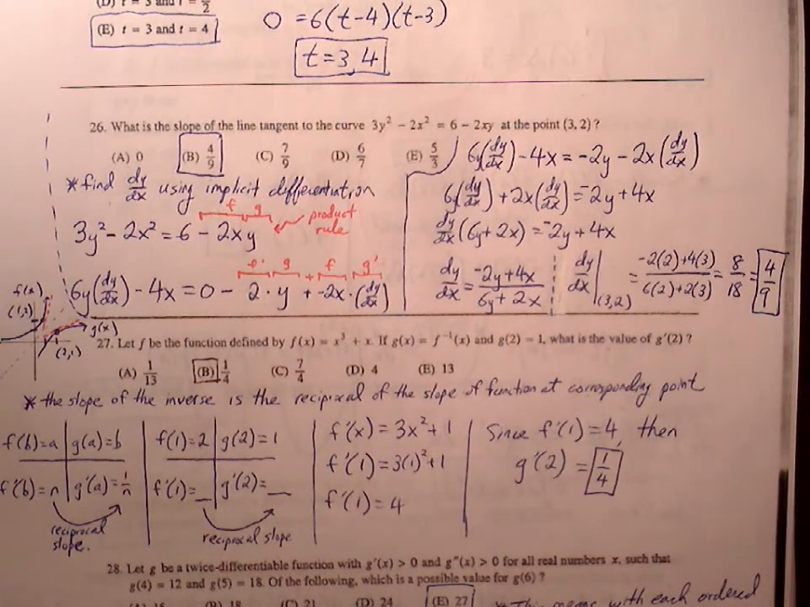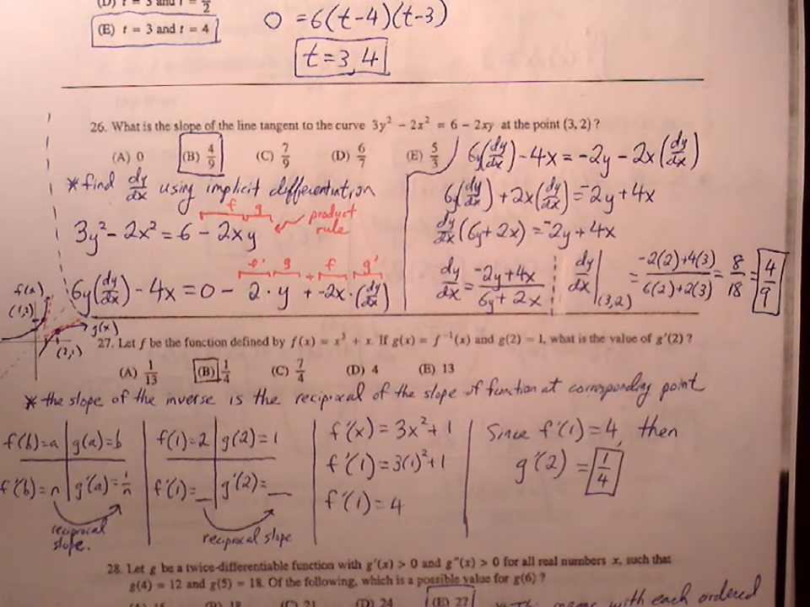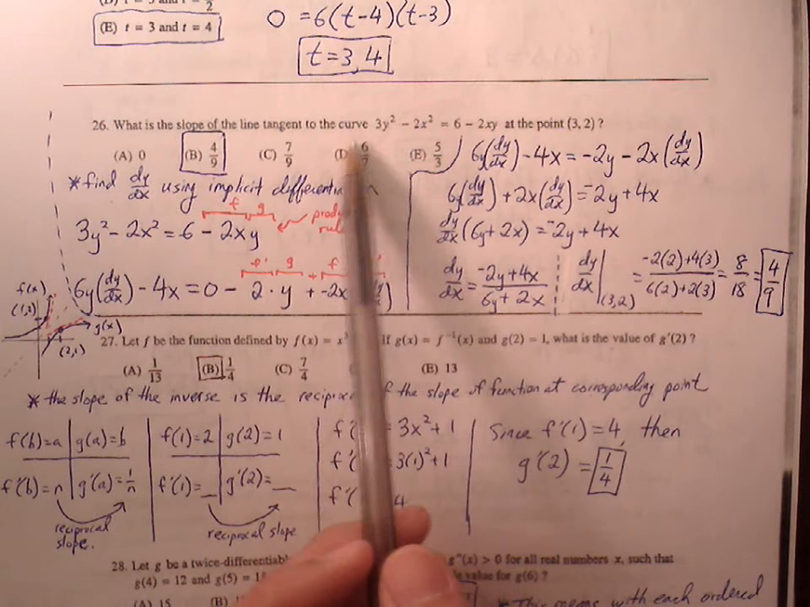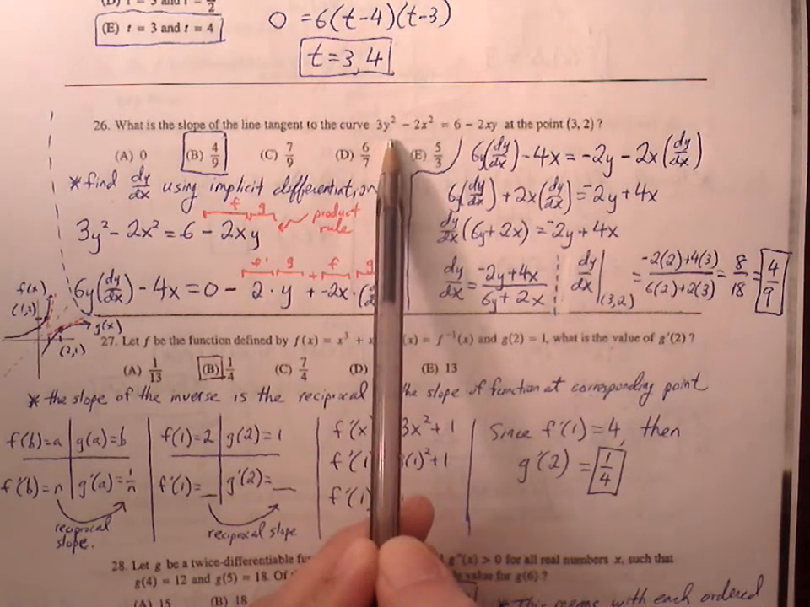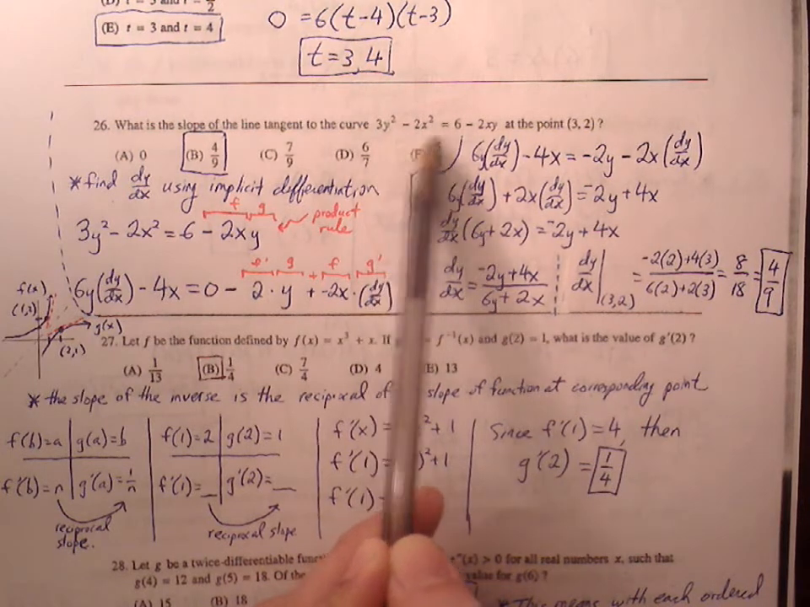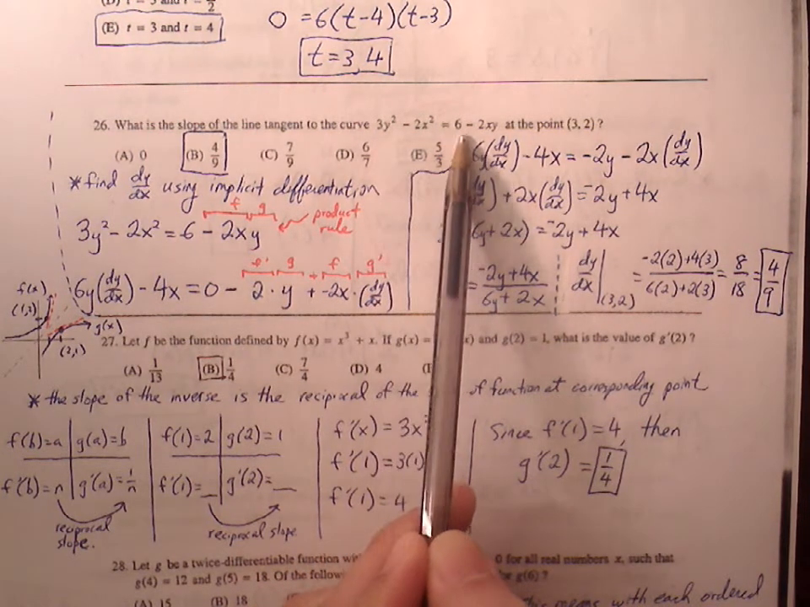26. What is the slope of the tangent line to the curve at the point 3, 2? I want to find the slope, which means I need to find the derivative. But to find the derivative, notice that we're not dealing with a function anymore. We have a bunch of y's inserted into this equation. So we have to go through implicit.